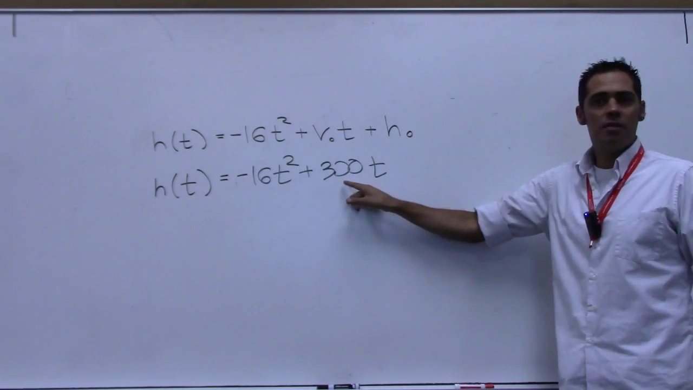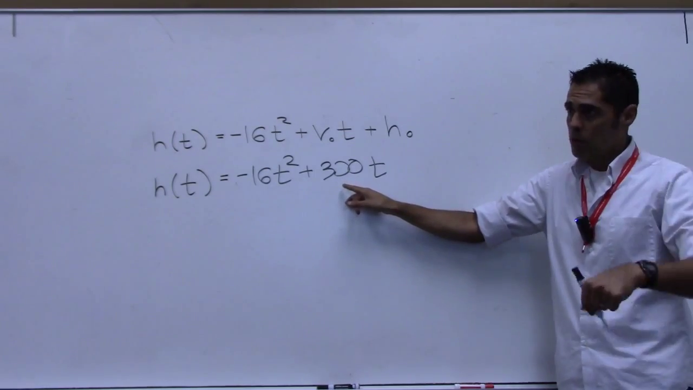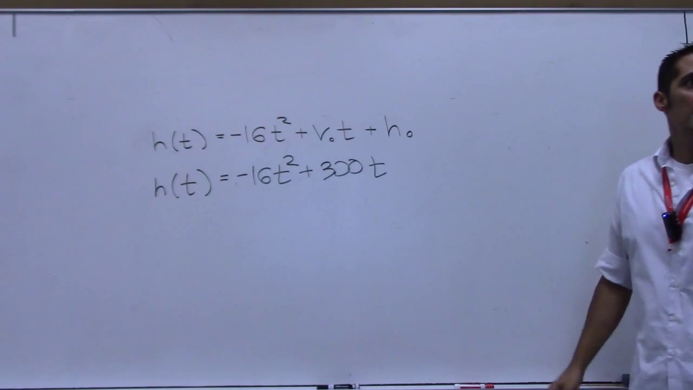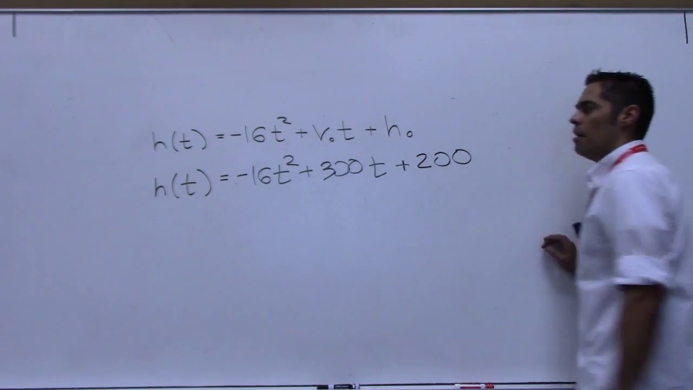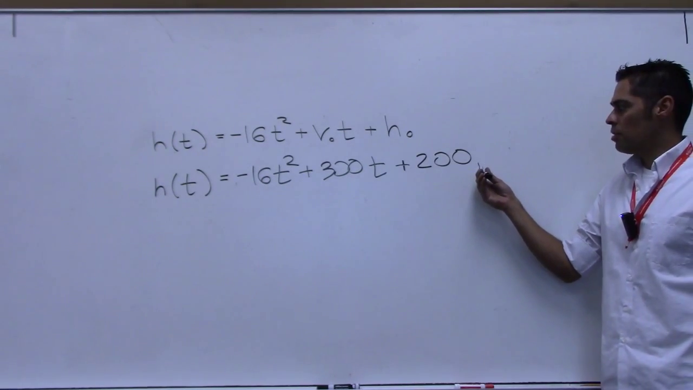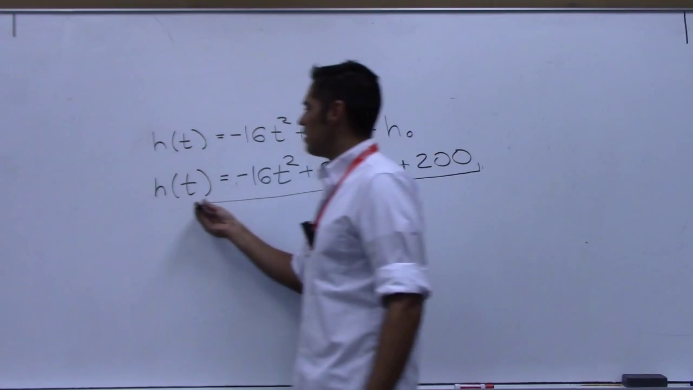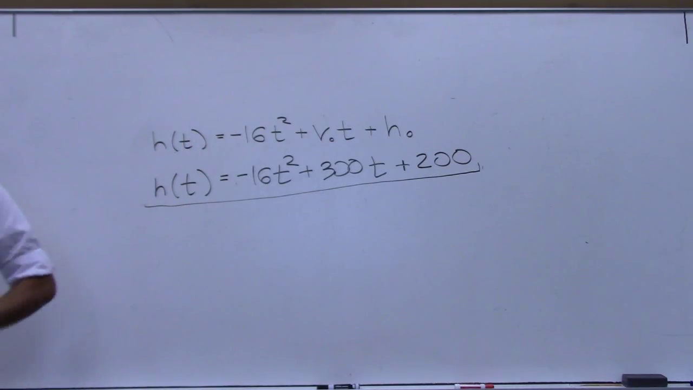Why is it positive 300, not negative? It was thrown upward. Okay, if it was thrown downward, that would be a negative 300. And then from a 200-foot bridge, so plus 200. And now I'm going to leave this as a take-home exercise for you to be turned in next class at the beginning of class. I will count it as a bonus on your test.